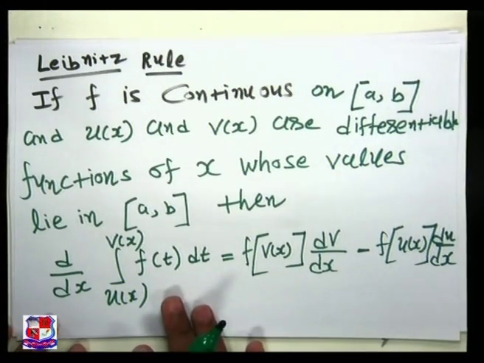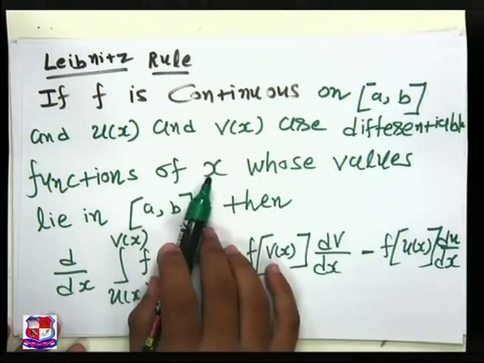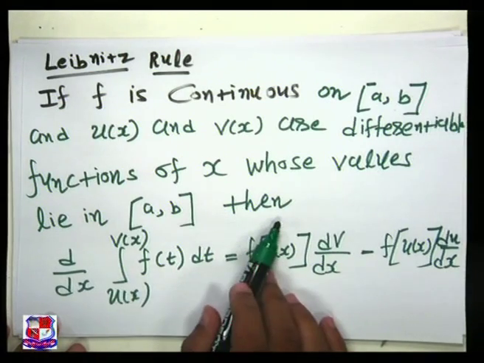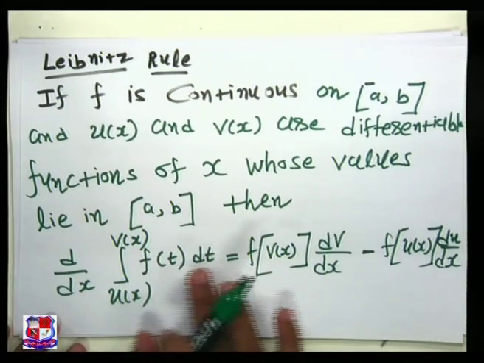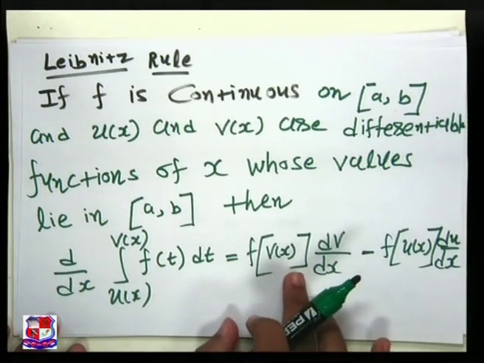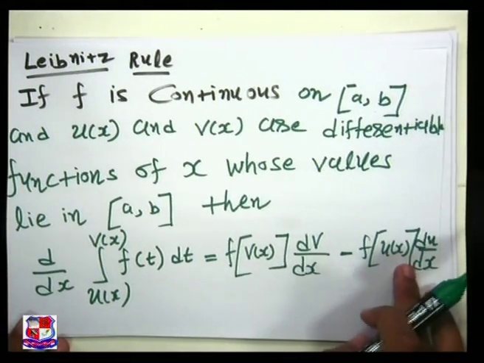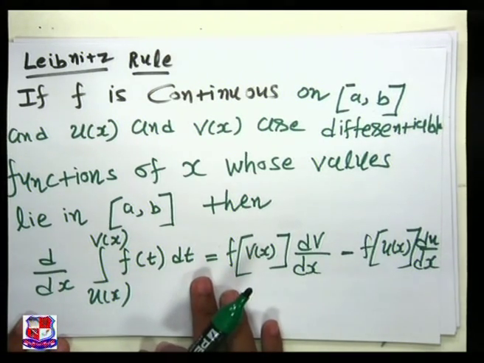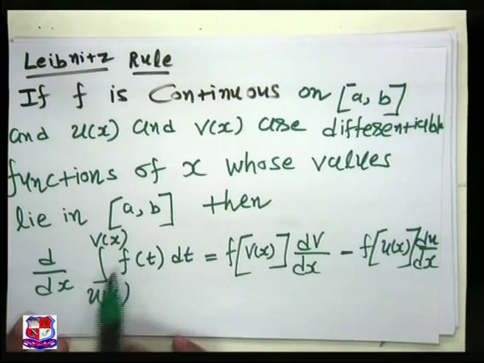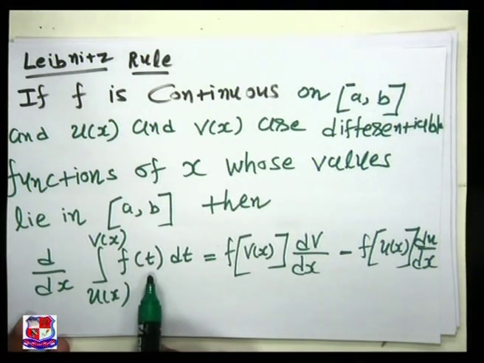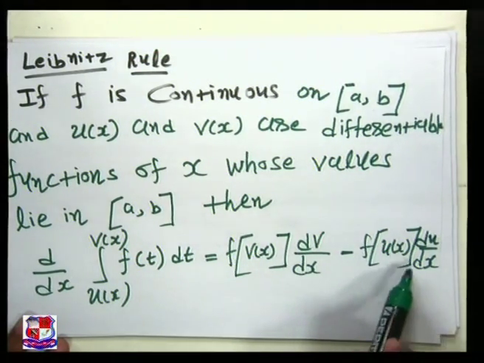This is the Leibniz rule. If f is continuous on closed interval AB and ux and vx are differentiable functions of x whose values lie in closed interval AB, then d by dx of integration from ux to vx f of t dt is equal to f of vx dv by dx minus f of ux du by dx. To solve this example, we have to apply this formula. Just try to remember it.